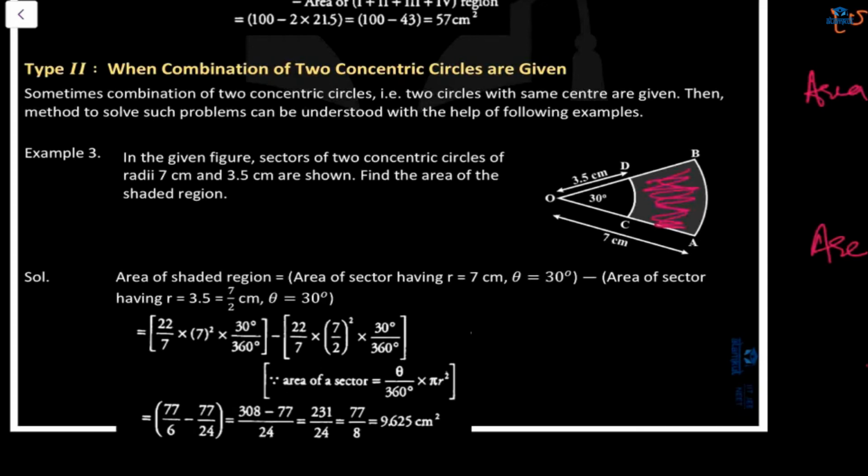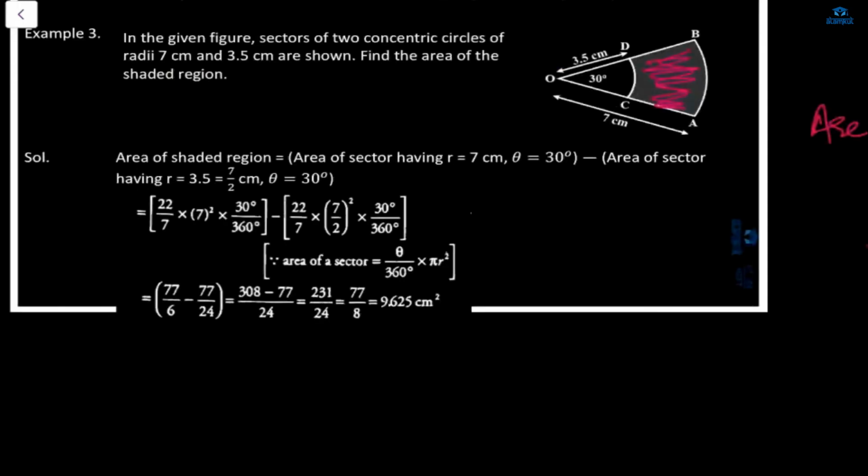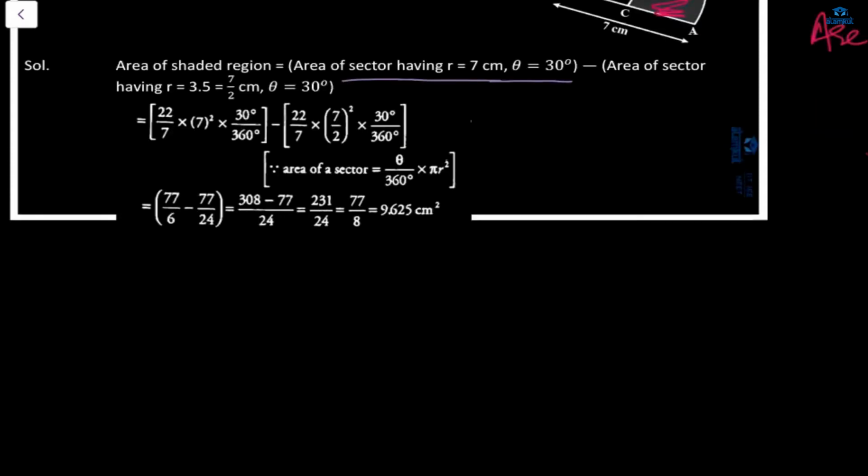From this, we need to find out the area of the shaded portion. Okay, so let's see. The area of the sector having radius 30 centimeter, and for both, because they are concentric circles and the same sector is there, the 30-degree angle they are holding at the center. Okay, area of the sector. So what will be the area?